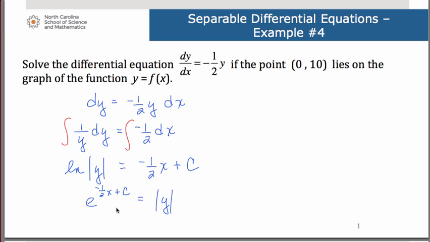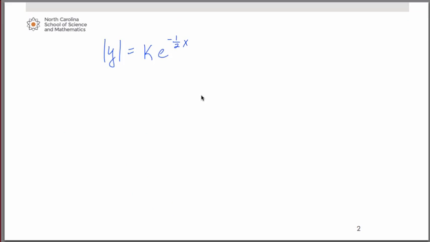I'm going to continue to rewrite this on the left side of the equal sign. e to the c, once we split up this left side according to the laws of exponents, I can rewrite that as a separate constant. I'm going to use k. You can use whichever variable you wish. That leaves me with absolute value of y equals k times e raised to the negative 1/2 x.